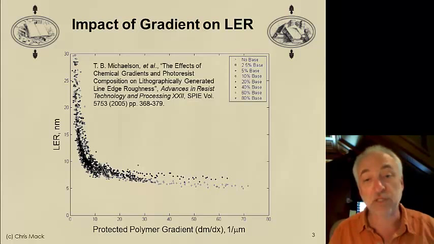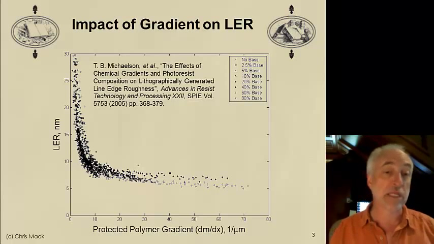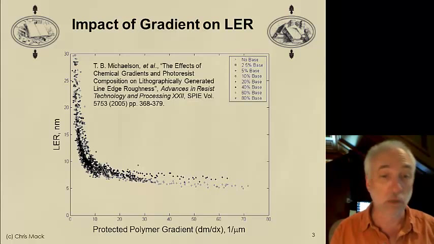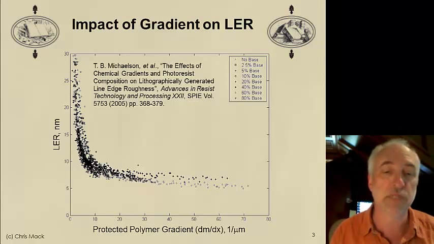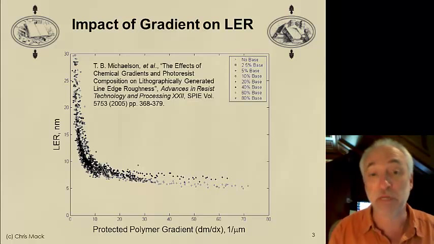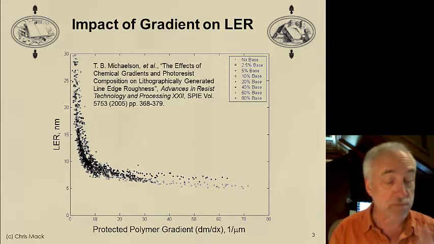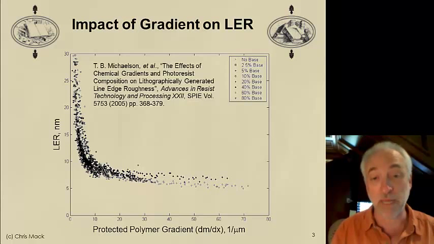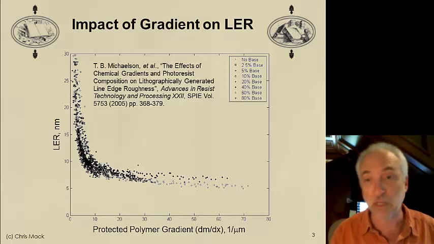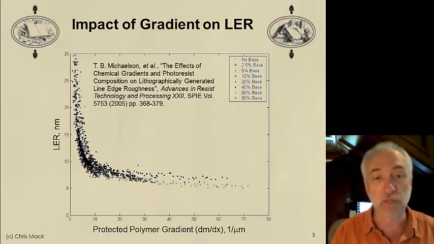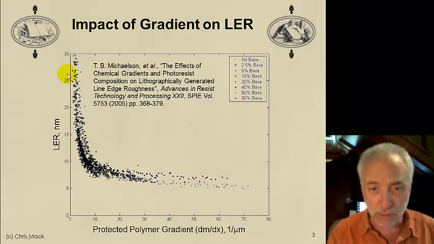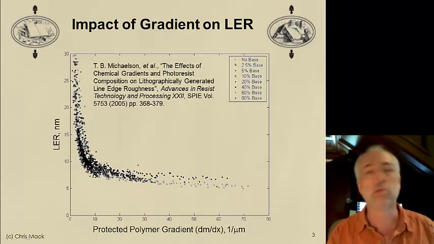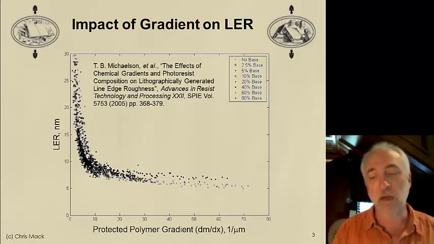And then they also changed these gradients by changing the image log slope, the NILS, by allowing the image to go out of focus. So when you go out of focus, you get a lower slope of the energy gradient being put into the photoresist, which affected this protected polymer gradient as well. And then they measured the LER of the printed features, the standard deviation of the edge position. And all of these curves, with all these different base loadings and different amounts of defocus, fell in a fairly tight distribution of curve that follows a very specific trend. What is that trend? And is that universal behavior something fundamental about the way LER works?